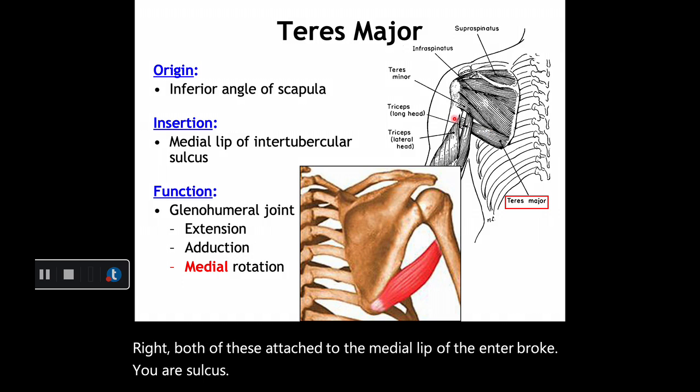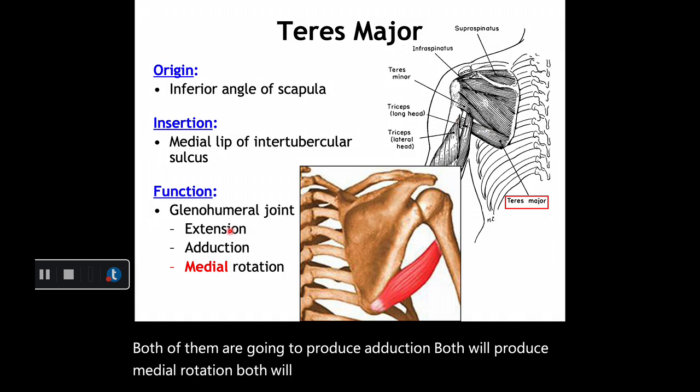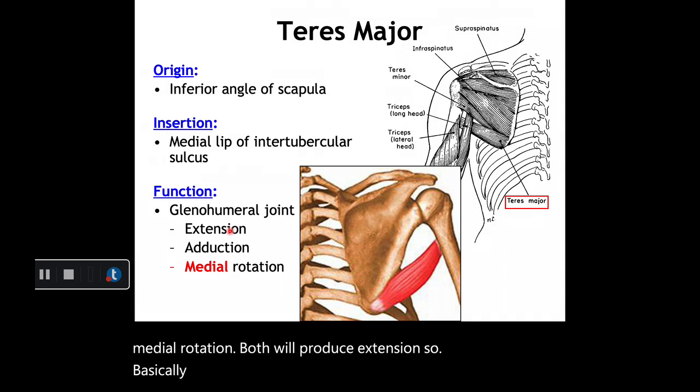Both of them are going to produce adduction. Both will produce medial rotation. Both will produce extension. So basically anything latissimus dorsi can do at the shoulder joint, so can teres major.